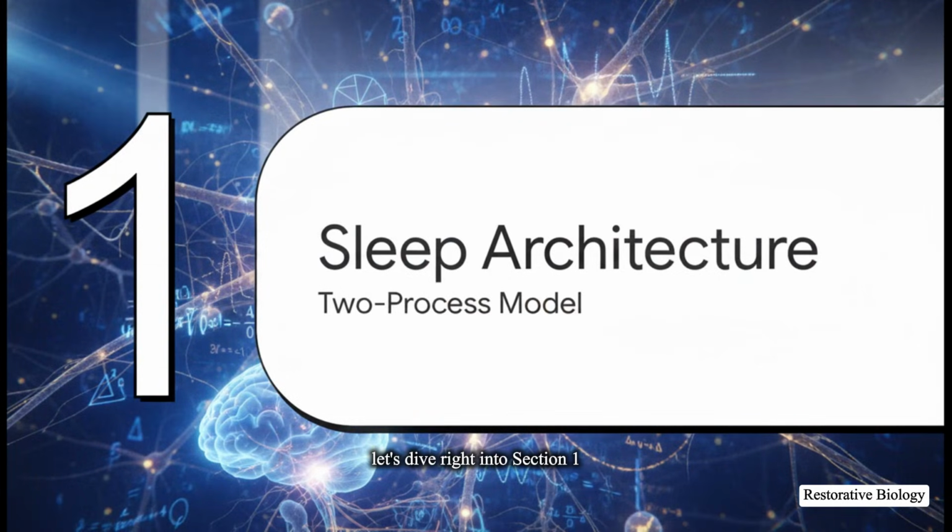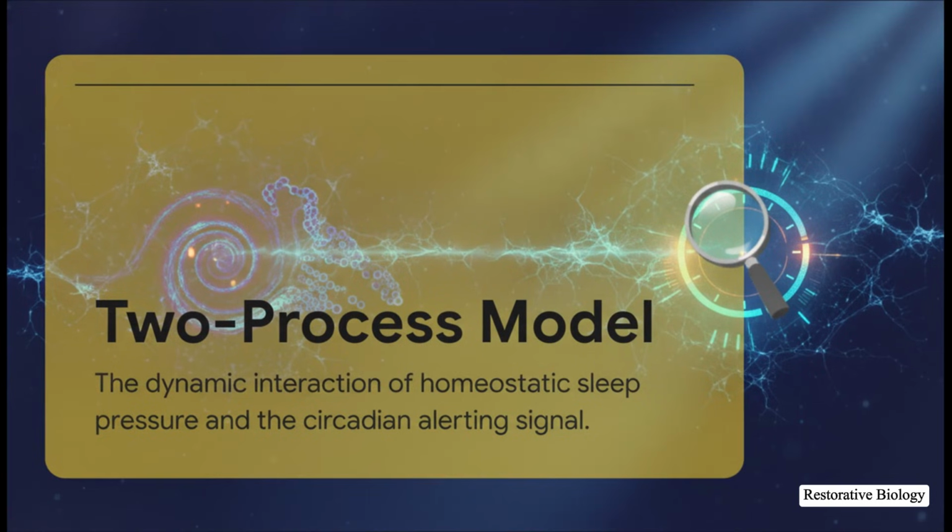Let's dive right into Section 1, the architecture of sleep, where we decode the two-process model. To engineer better rest, we first have to understand the fundamental, almost mathematical biological forces that dictate when our brains actually power down. Formulated back in the 1980s by Swiss sleep researcher Alexander Borbély, the two-process model is literally the cornerstone of modern sleep science. What it proves is that your sleepiness isn't just some random wave of fatigue that washes over you. No, it's a highly precise, dynamic push and pull between accumulating chemicals in your brain and your internal biological clocks.